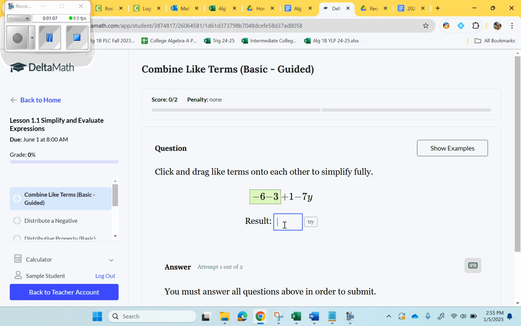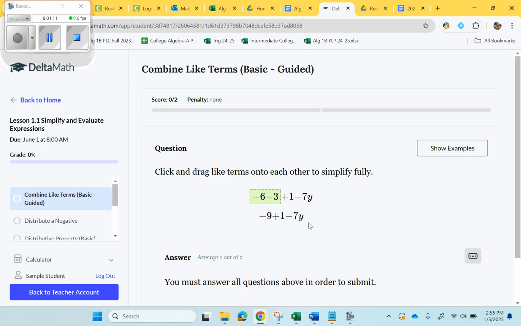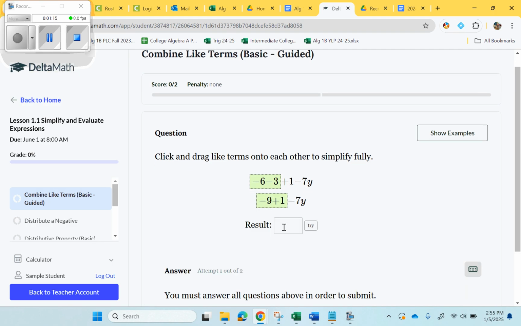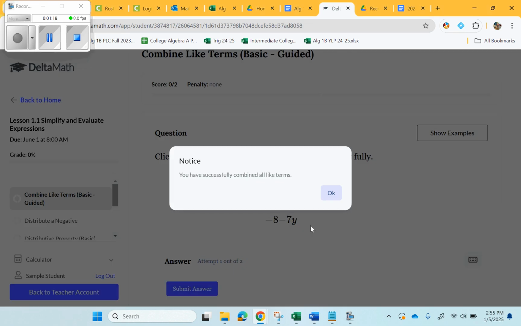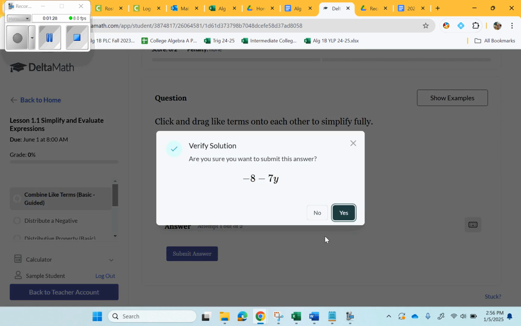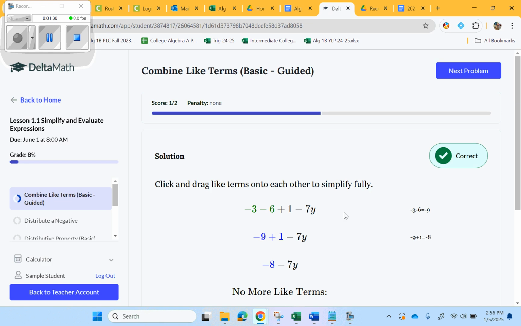So negative 6 minus 3 is negative 9. I'm going to say try. And then I'm going to drag these on top. Negative 9 plus 1 is negative 8. And it says you have successfully combined all like terms, and I'll click OK, and I can submit my answer then. So that is how you do that first example.